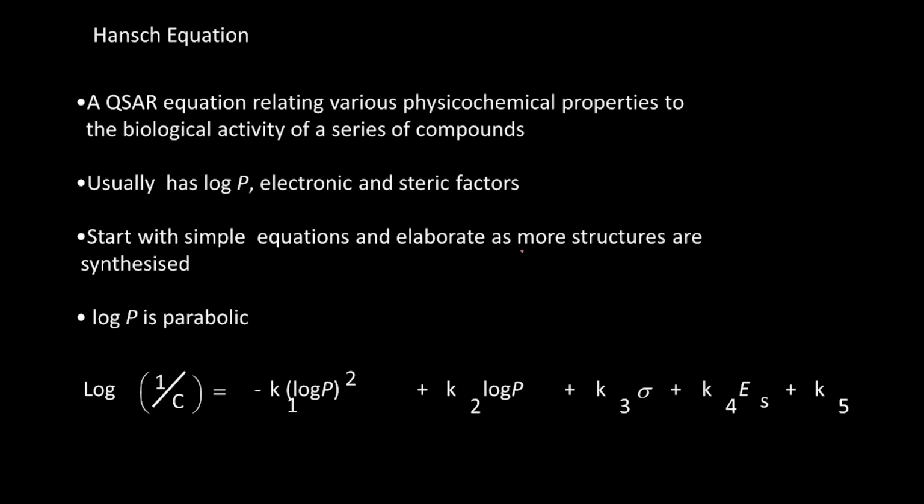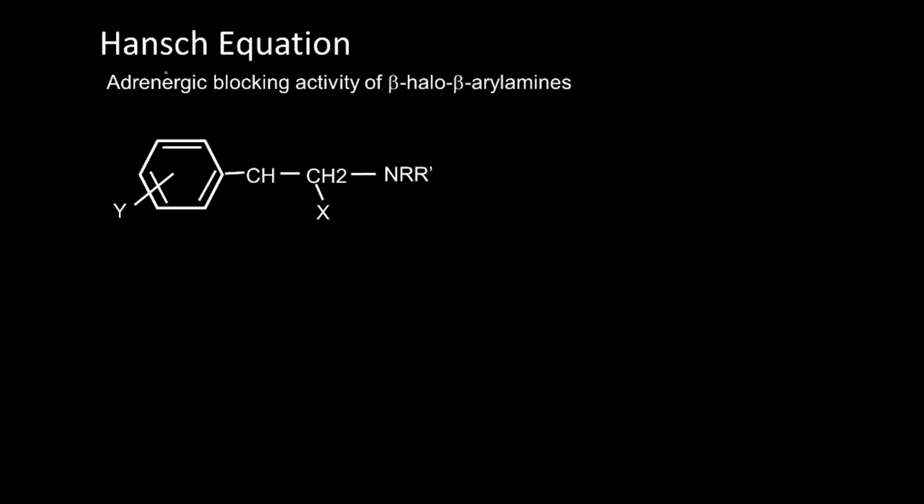Remember, we can develop QSAR only when we have some experimental data for activity, that's the left hand side, or we get some data from literature where someone else has estimated the activity for a series of compounds. So look at this adrenergic blocking activity of beta-halo, beta-aryl amines. Okay, these are aryl amines, as you can see here. We have the nitrogen here, and that's why we call them aryl amines. Then we have the halo compounds here.